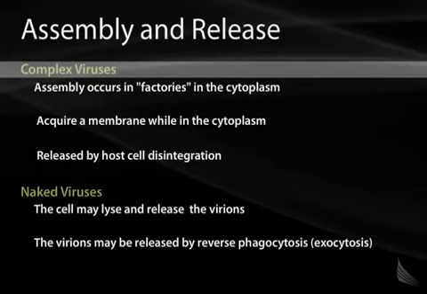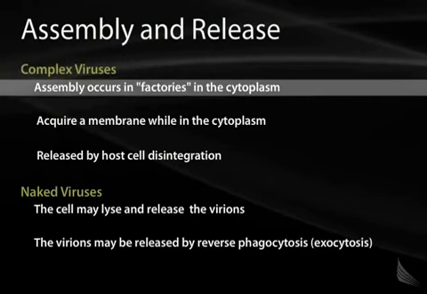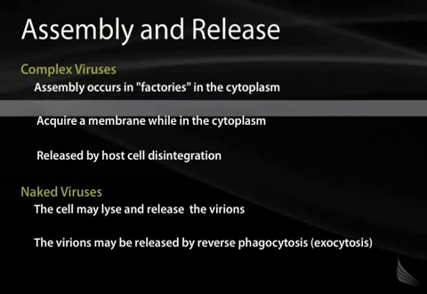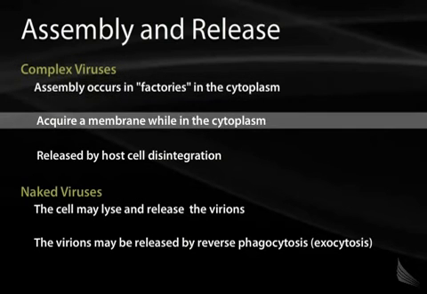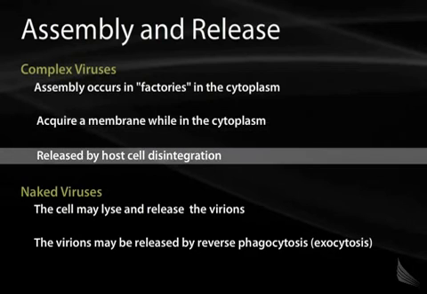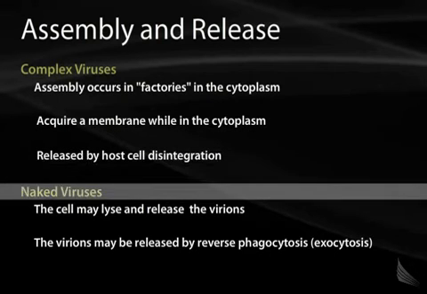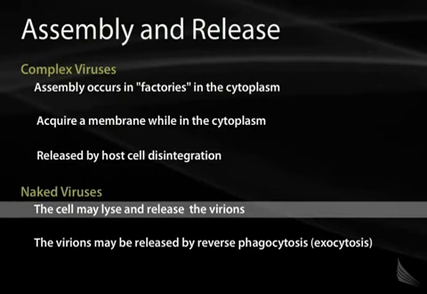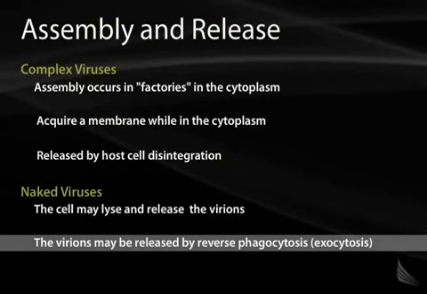For complex viruses, like smallpox and molluscum contagiosum virus, assembly occurs in factories in the cytoplasm. They acquire a membrane while still in the cytoplasm, and they're released by host cell disintegration. Naked viruses, the cell may lyse and release the virions, or they may be released by reverse phagocytosis or exocytosis.